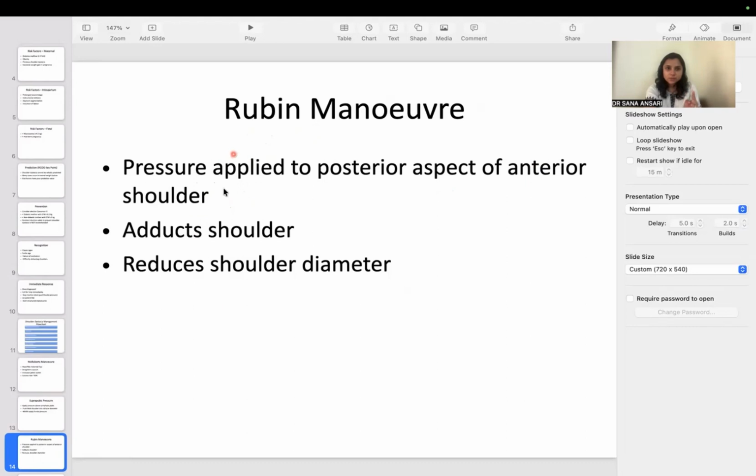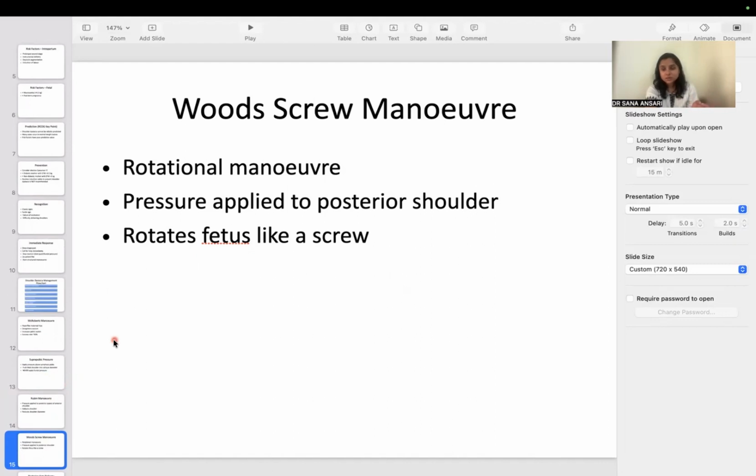The next maneuvers are the internal maneuvers, which start with Rubin's maneuver. In Rubin's maneuver, we are applying pressure on the posterior aspect of the anterior shoulder. This usually adducts the shoulder and reduces the shoulder diameter. If that is also not successful, then we move on to wood screw. As the name suggests, it's a rotational maneuver. Here, the pressure is applied to the posterior shoulder. In Rubin's, we are applying it on the anterior shoulder. In wood screw, the pressure is applied to the posterior shoulder.